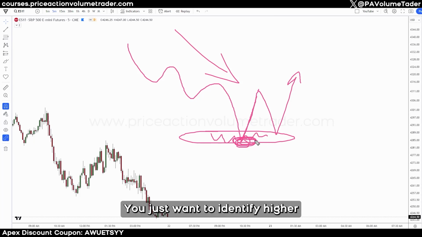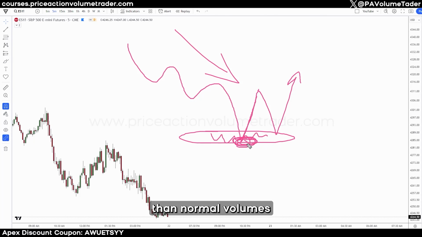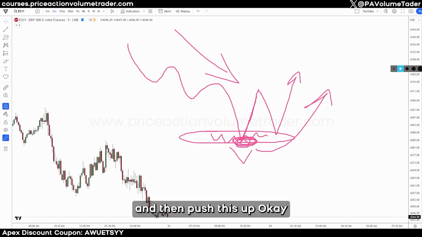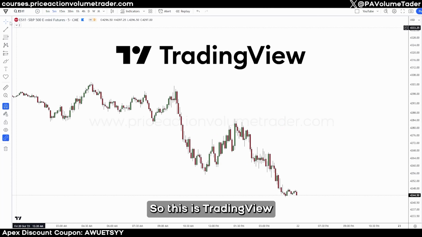You just want to identify higher than normal volumes on the footprint chart, but location is important. You want to identify them at levels that you know are important support or resistance areas, because that means these levels are getting defended by big passive players. In this case, they will be absorbing all the aggressive buying to load up their longs and then push this up.